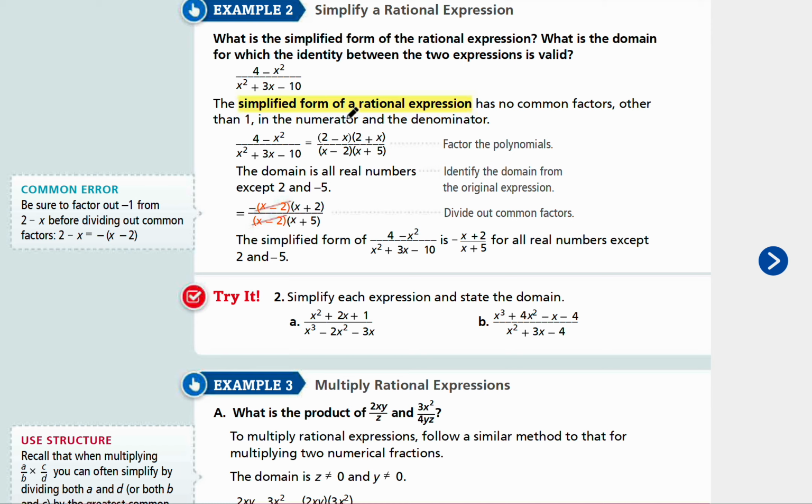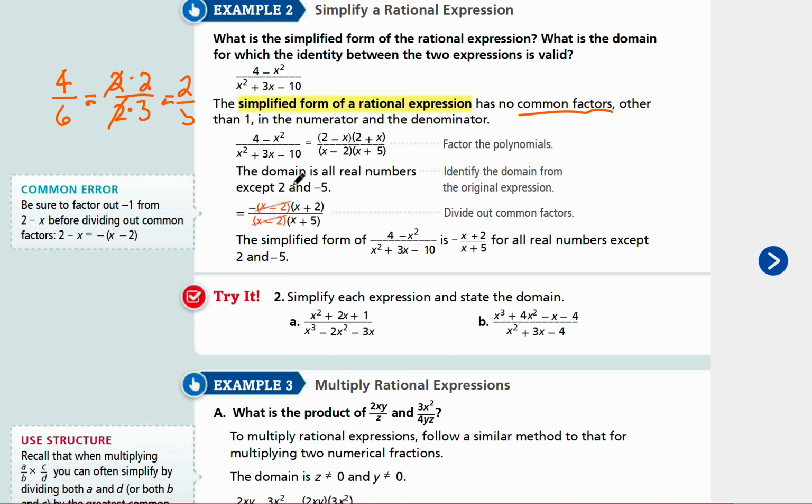The simplified form of a rational expression has no common factors other than 1 in the numerator and the denominator. It's the same for numerical fractions. For example, you have 4 over 6. Do they have the same factor? Yes, 2 times 2 over 2 times 3, so 2 is a factor of 4 and 6. You have to cancel out any same factors because 2 divided by 2 is 1, right? So that would be equal to 2 over 3.